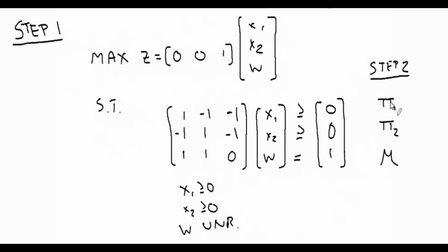It could have been alpha, beta, gamma. It could have been a whole bunch of different things. It could have been mu1, mu2, mu3. I chose pi 1, pi 2, and mu.